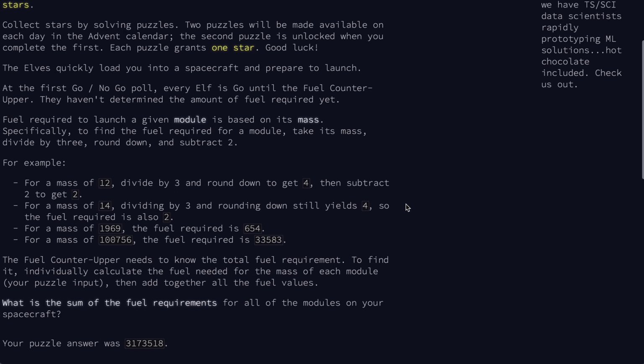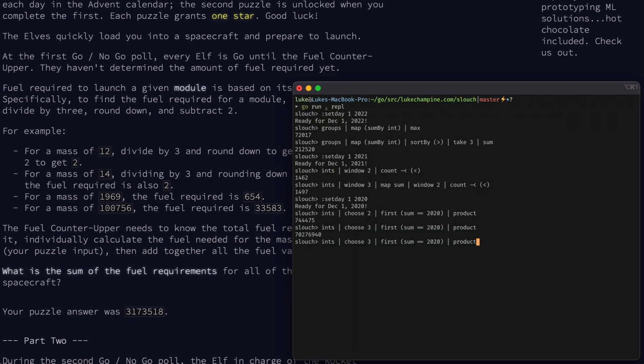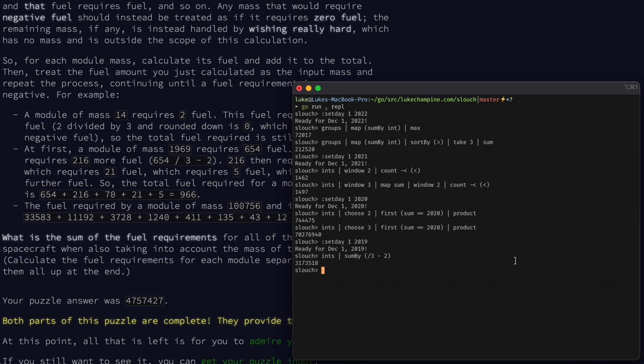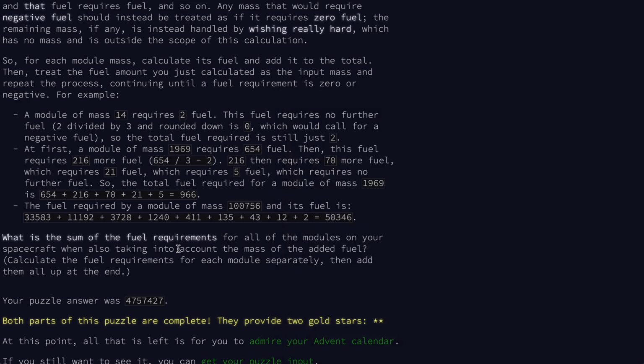Right, 2019, this one we just have to apply a simple function to each of these ints, and then sum the results. So we just divide by three and subtract two. And then part two, we have to iterate that function until it is no longer positive. So iterate, and then take while it's greater than zero, and then sum. And yep, okay.